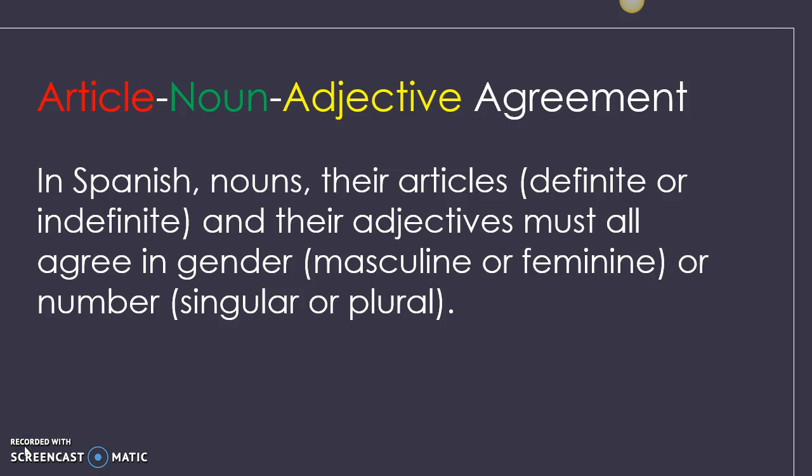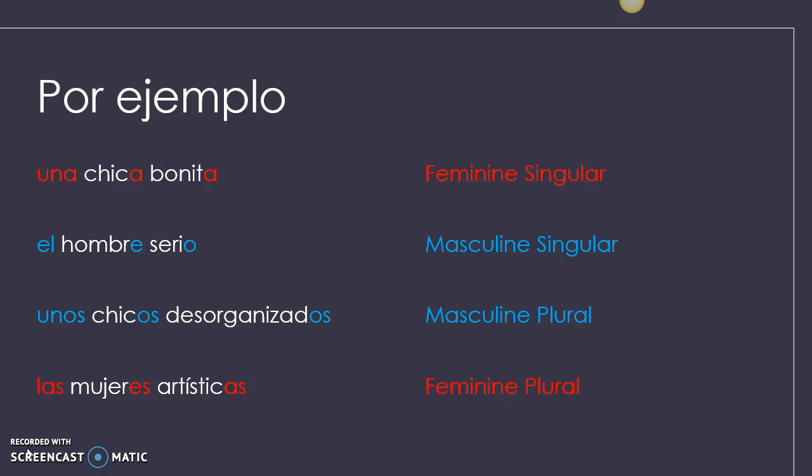In Spanish, nouns, their articles, and their adjectives must all agree in gender and number. This is what is called noun-adjective agreement. Let's look at some examples to see how the articles, nouns, and adjectives from each phrase all agree in gender and number. If we look at the phrase una chica bonita, the easiest way to identify the gender and number of the noun is to look at the article used with it. Una is a feminine, singular, indefinite article, and the noun and the adjective are as well.